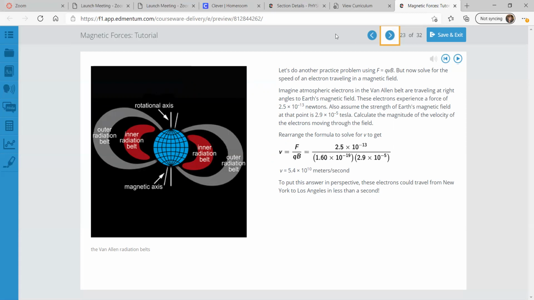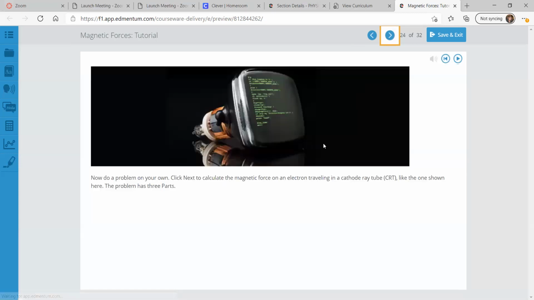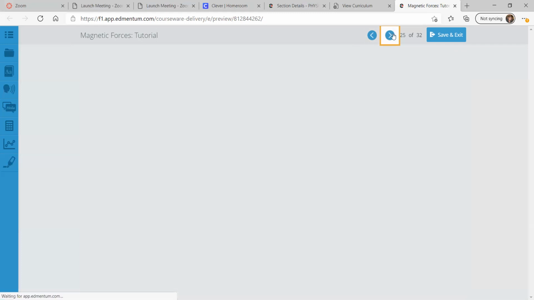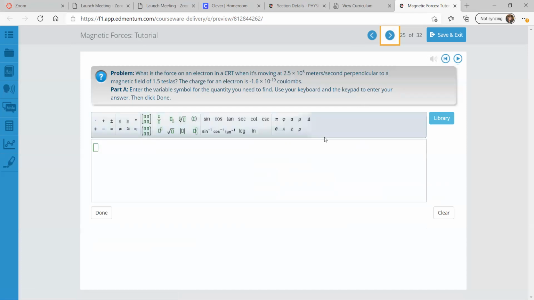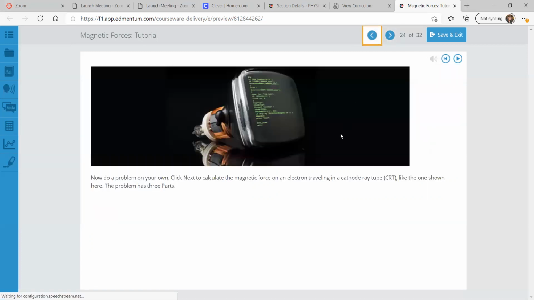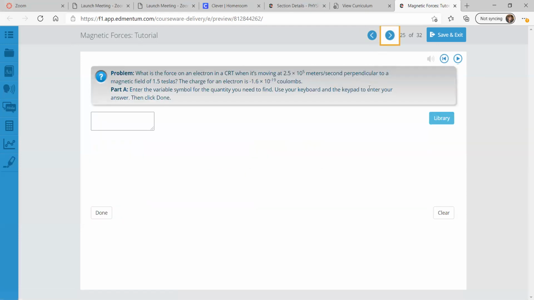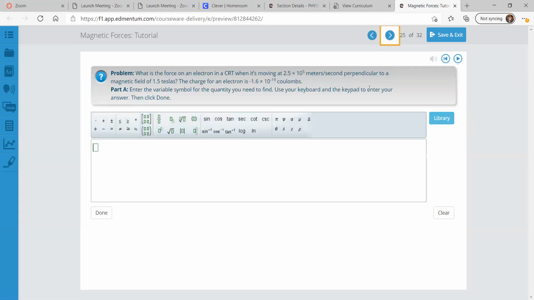Let me get that diagram to the left there. Now we're going to do a problem on our own, and we're going to type it all out. So let's do that. All right, so what is the force on an electron in a CRT when it's moving at, the CRT would be the cathode ray tube. So we're in a cathode ray tube, and an electron is moving at 2.5 times 10 to the 5th meters per second, perpendicular to a magnetic field of 1.5 Tesla.